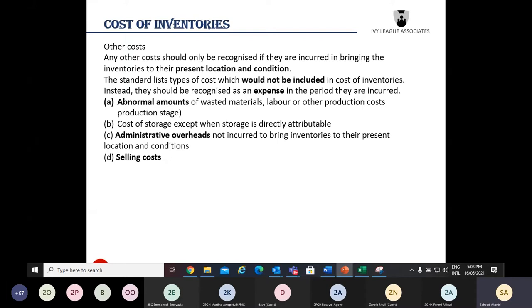Okay, I'm back. So in IAS 2, what the standard is saying, there are some costs that should not be taken into consideration for the purpose of determining cost of inventory. So what are these costs? These costs include, number one, any cost on abnormal wastages. Number two, any cost of storage, except when storage is necessary. Number three, any cost that has to do with administrative expenses. And number four, any cost that relates to selling. All those four costs should not be taken into consideration for the purpose of determining the total cost of inventories. Are you fine?